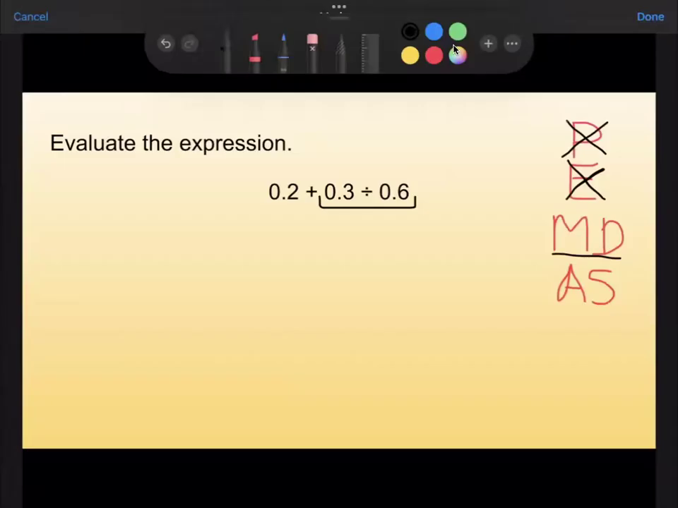So we're going to start by taking 0.3 and dividing it by 0.6, which would give me 0.5. Again, if you're not sure how that works, see some of my previous videos about dividing decimals or doing operations with decimals. I'm going to go ahead and bring down that 0.2 and put a plus right there, because we haven't done anything with the 0.2 yet. Now the only operation I have left is adding. So 0.2 plus 0.5 is 0.7. So that would be the evaluation of this expression.